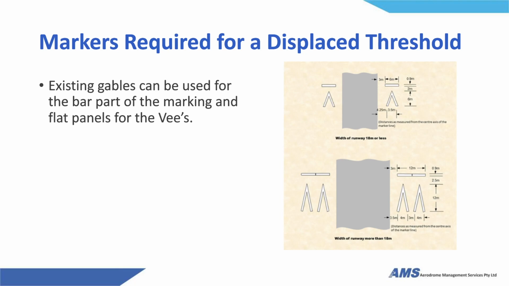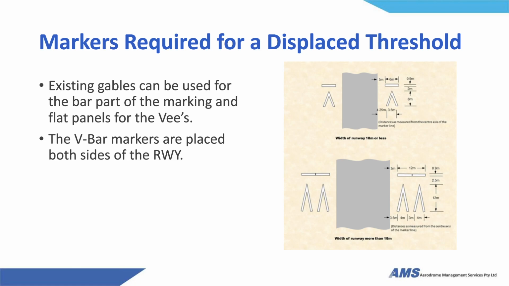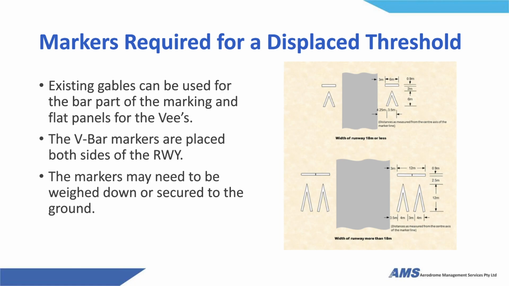Existing gables can be used for the bar part of the marking, and flat panels could be used for the V's. The V-bar markers are placed on both sides of the runway, and the markers may need to be weighed down or secured to the ground, so they're not blown around by weather or impacted by jet blast. Refer to MOS 139 Chapter 8, Division 3, 8.29 in regard to markers required for a displaced threshold.